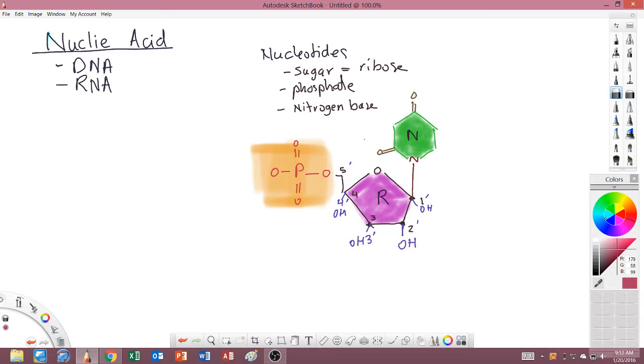Now, this is a ribose sugar. What if you remove an oxygen from one of these positions? You will call it deoxy. No oxygen. Deoxy. And that is position 2. At position 2, instead of having OH, DNA would have only H.